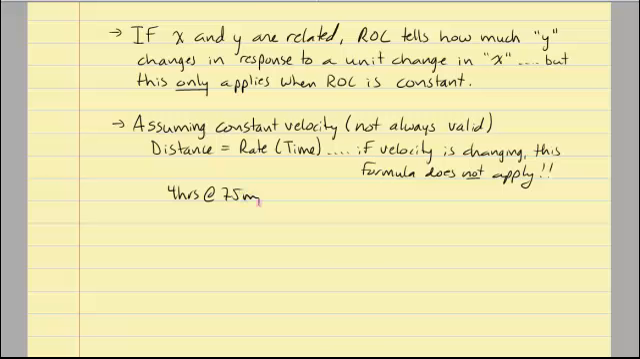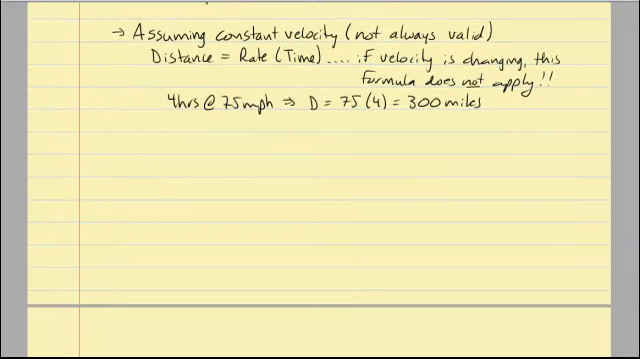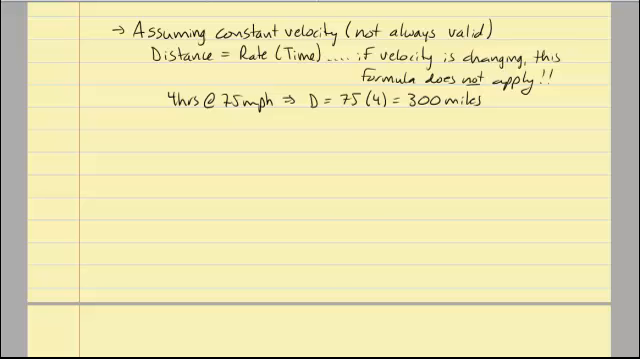at 75 miles per hour, we could determine that our distance traveled was equal to our rate of 75 miles per hour times our time of 4 hours, and we would have traveled 300 miles. But again, we're assuming that we're going a constant rate of 75 miles per hour here, which doesn't really make sense because of course we can speed up and slow down, so the 75 miles per hour might be an average or a typical speed.